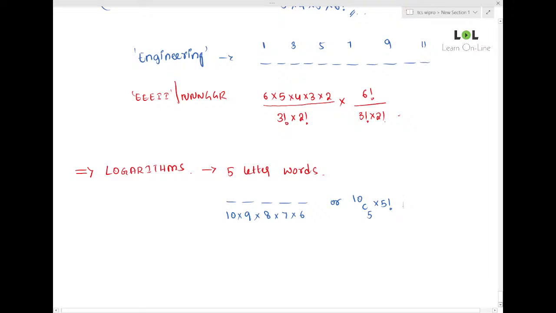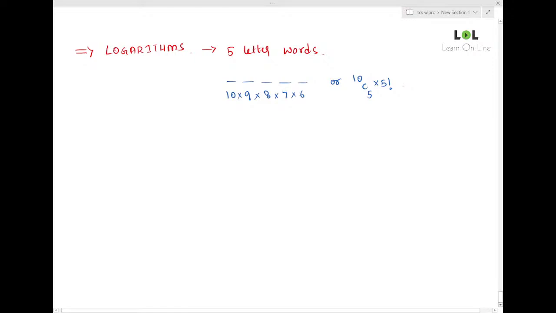Okay. Now, the problem is not here. The problem comes when the question is something like this. Observe. Let me say, the word is this. No, it will be difficult for you. Let me take a simpler word initially.